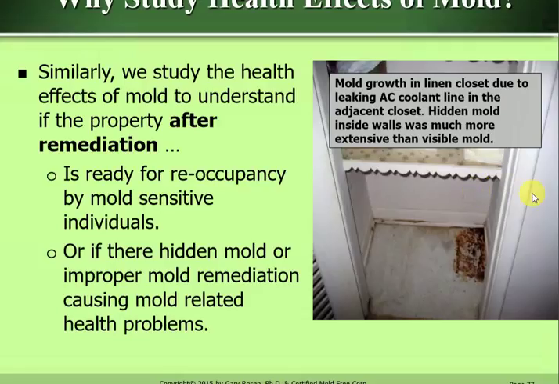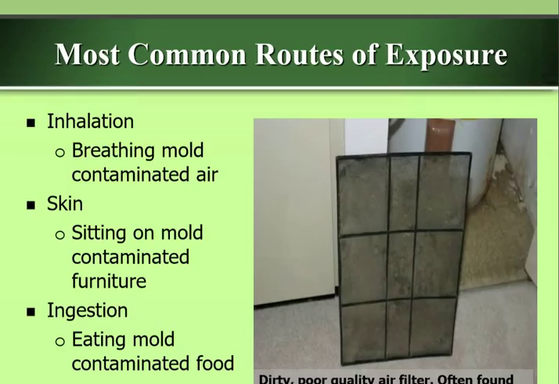This right here shows mold growth in a linen closet due to a leaking AC coolant line in the adjacent closet. Hidden mold inside the walls was much more extensive than the visible mold. The most common routes of exposure: inhalation, breathing mold contaminated air; skin, sitting on mold contaminated furniture; and ingestion, eating mold contaminated food.